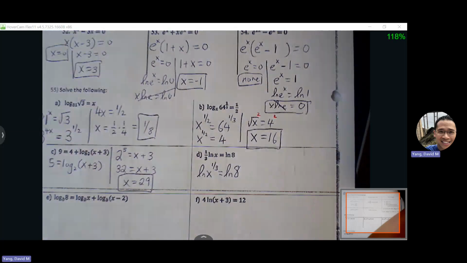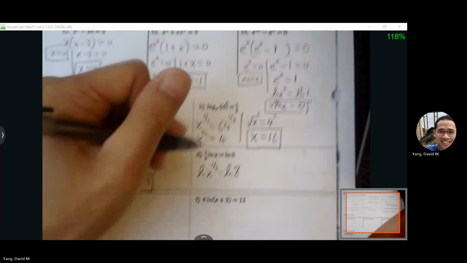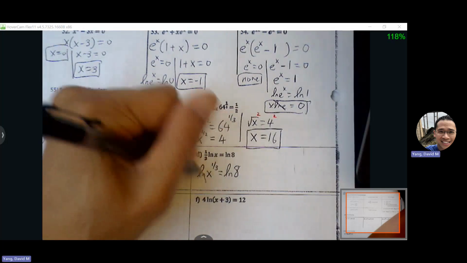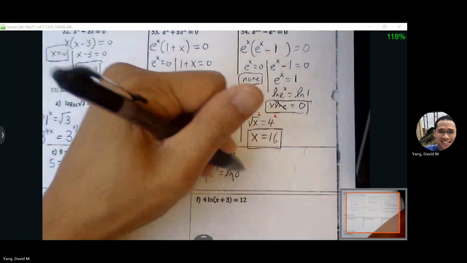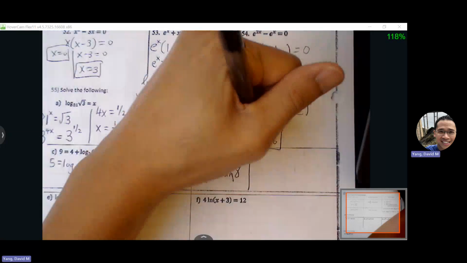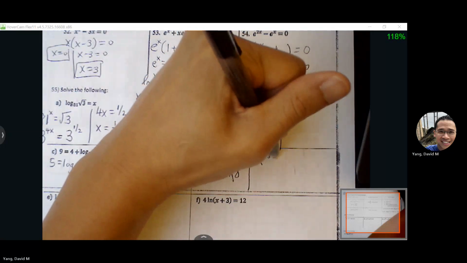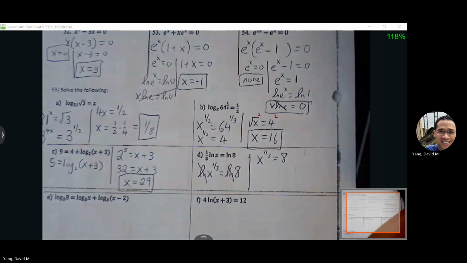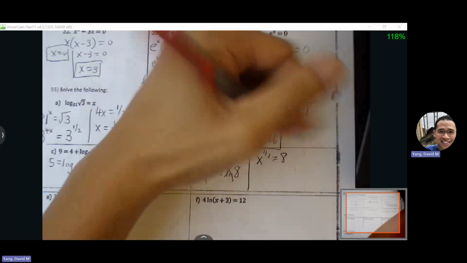So now I have apples to apples here. Natural log of x to the 1/3 equals natural log of 8. I could basically just remove natural log from both sides and then set the remaining expressions equal to each other. So right now, the left side is showing cube root of x, which is the same thing as x to the 1/3. And if I cube both sides, I can get the 1/3 to disappear, and I can get x by itself.